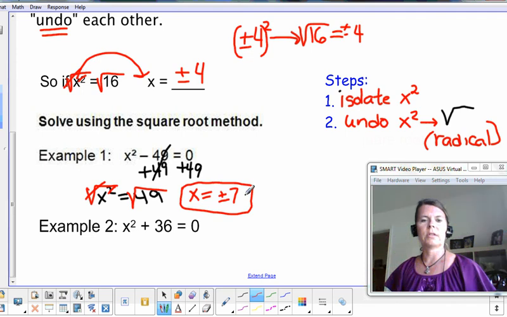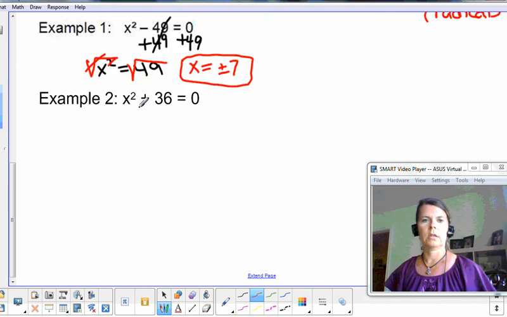Okay, so plus or minus 7. Make sure you do the plus or minus. Make sure you get 2 answers. So if we plugged in plus or minus 7, we would get 49 minus 49 equals 0. Okay, example 2. Again, step 1, isolate the x squared. So we're going to minus 36, minus 36. X squared equals negative 36.